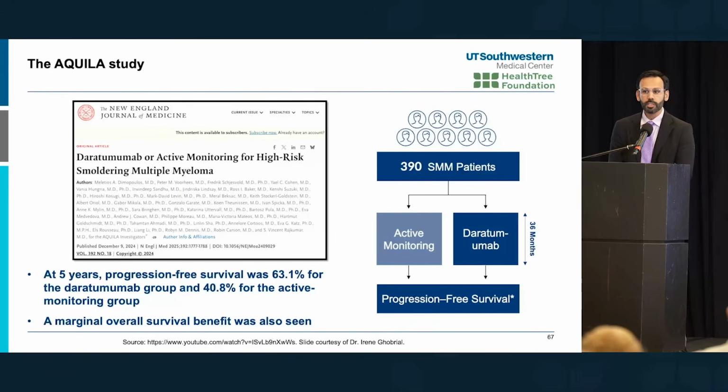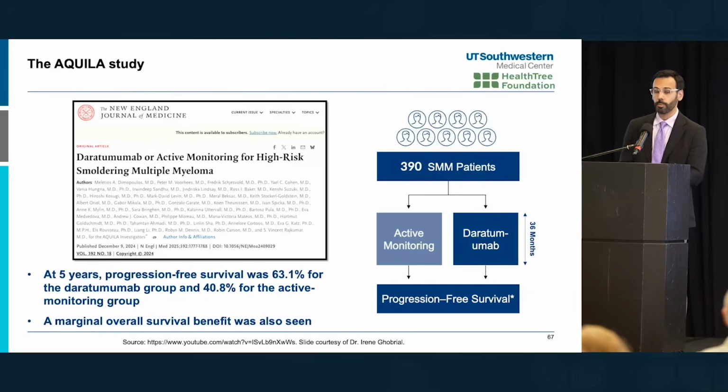But then last year at the American Society of Hematology's meeting in December, and then the publication was earlier this year, we had the Aquila trial. And this looked at high-risk smoldering myeloma patients and gave them just daratumumab, randomized to daratumumab versus no treatment at all, conventional monitoring. And with roughly a 400-patient group, we saw that at 5 years, the progression-free survival was 63% for the daratumumab-treated group versus 41% for the active monitoring group. And there was an overall survival benefit seen.